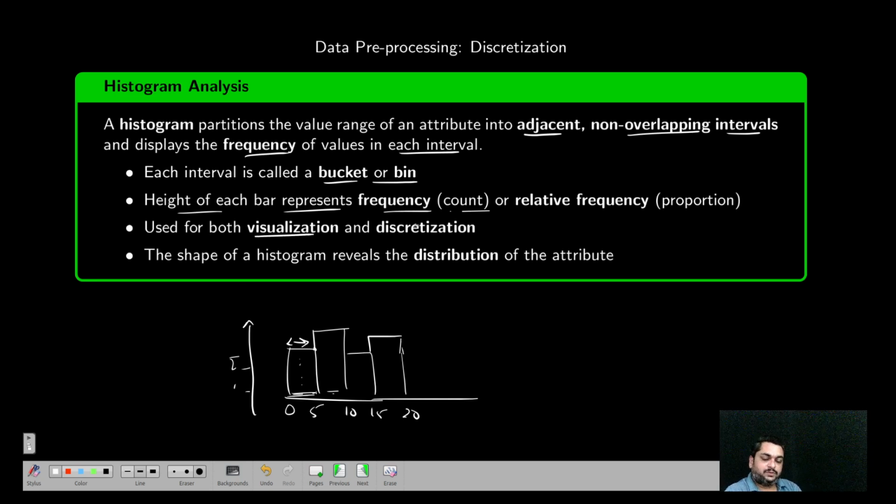It is used for both visualization and discretization. The shape of the histogram reveals the distribution of the attribute. Basically, for discrete variables, in fact, we call them random variables or attributes here. So for the probability function or mass function, we use histograms for visualization.